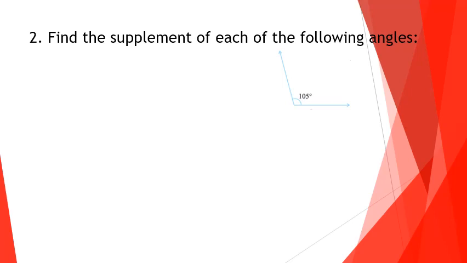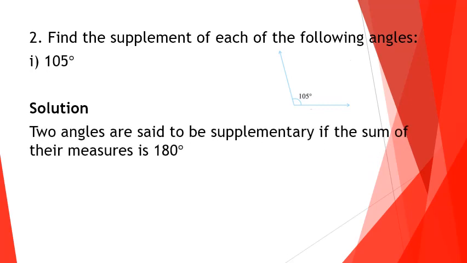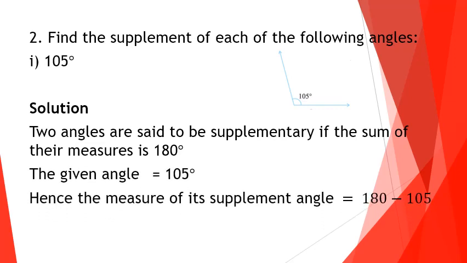Out of that, one angle is given 105. Then what about the other angle? Yes, 180 minus 105. So we can see how to write the steps. Two angles are said to be supplementary if the sum of their measures is 180 degree. Given angle is 105 degree, hence the measure of its supplement angle equal to 180 minus 105, that is equal to 75 degree.